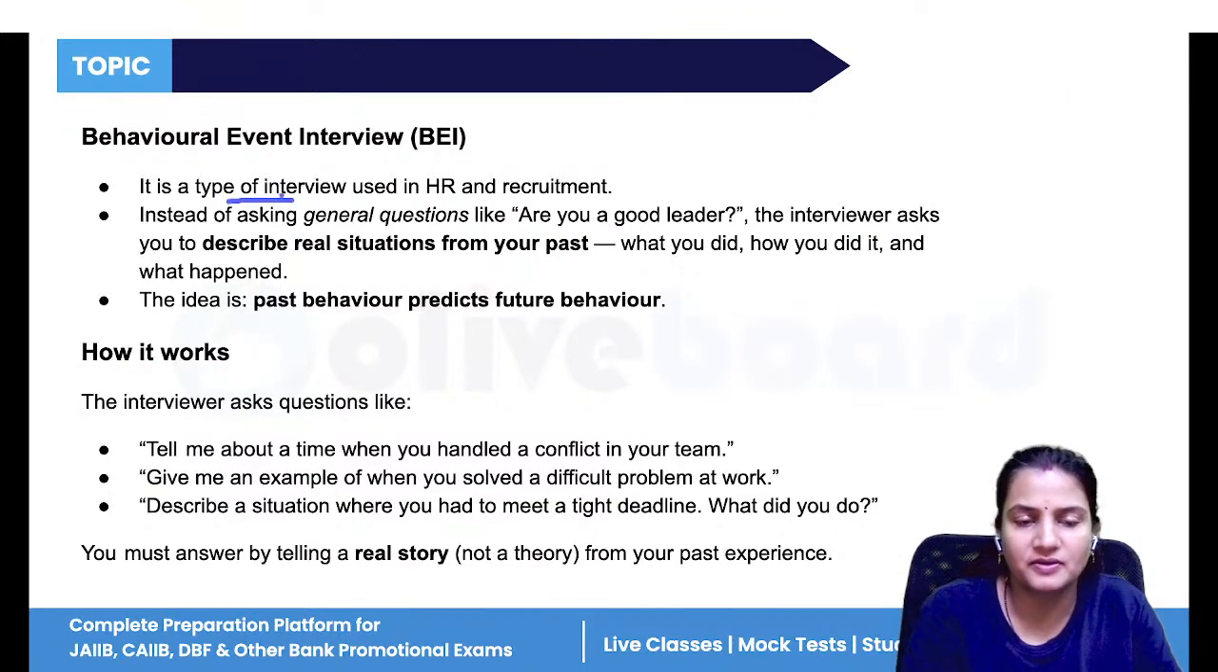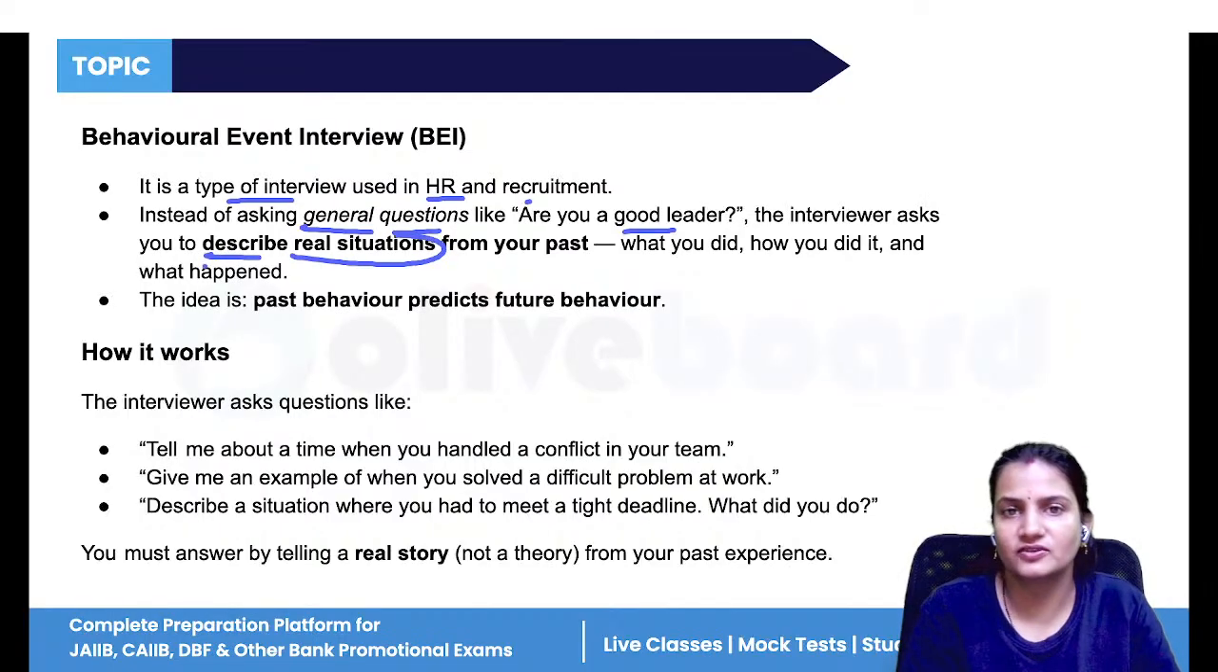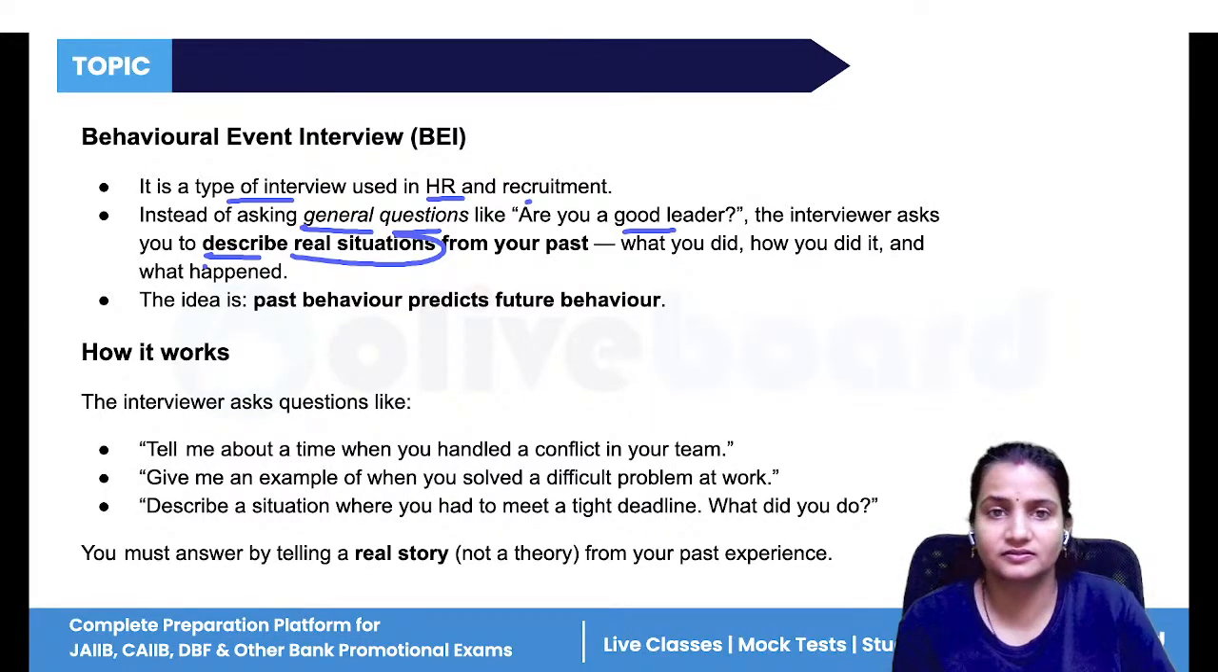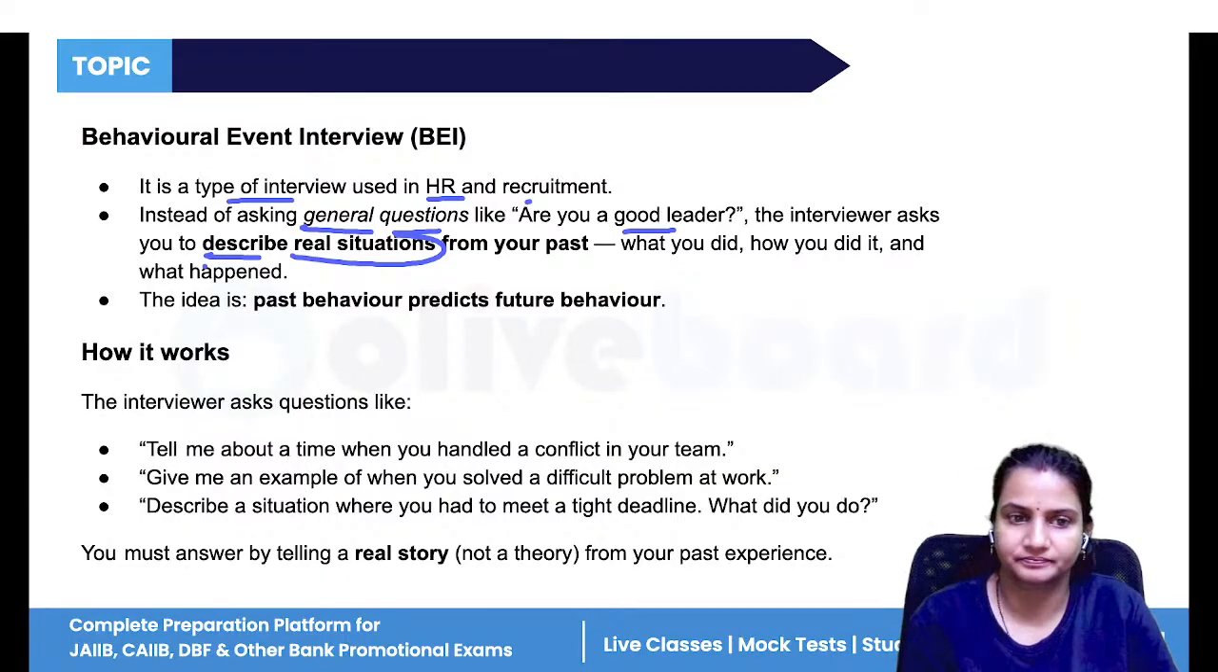Now, it is a type of interview used in HR recruitment. Instead of asking general questions like, are you a good leader? Can you handle this work? What are your skills? The interviewer will ask you to describe real situations from your past, how you reacted there. If you have faced any difficult situations, what was your response at that time? So that they can make a prediction about your future behavior.